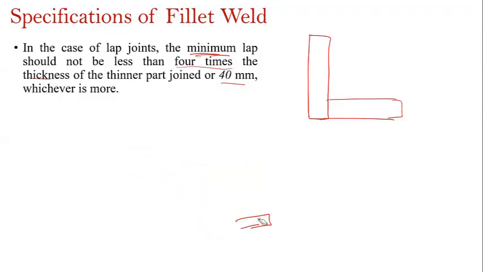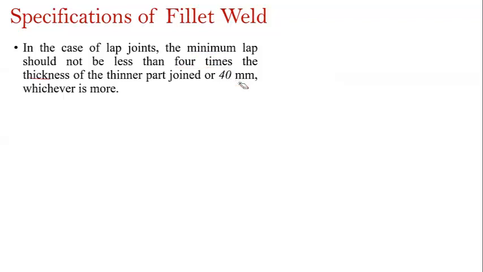So please try to make a note while drawing the things parallelly. Okay, this is the first one. The second specification here is the size of weld. So the size of weld is denoted with the symbol capital S.